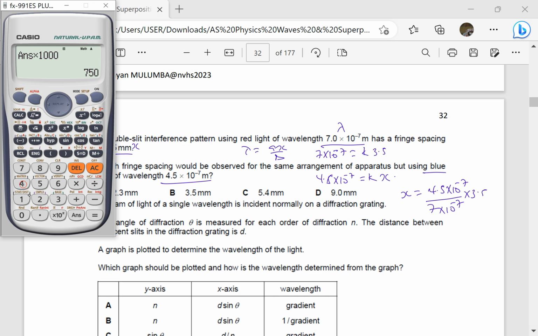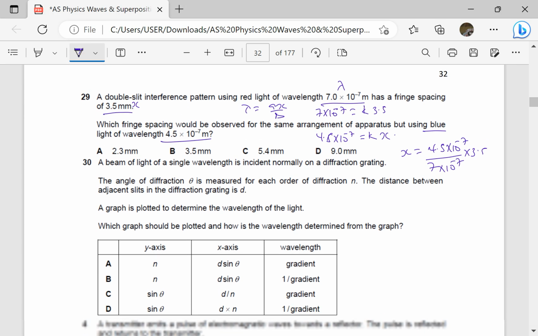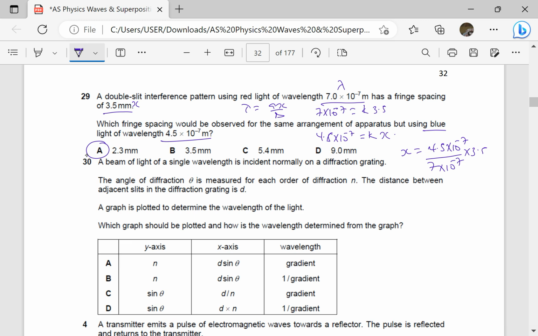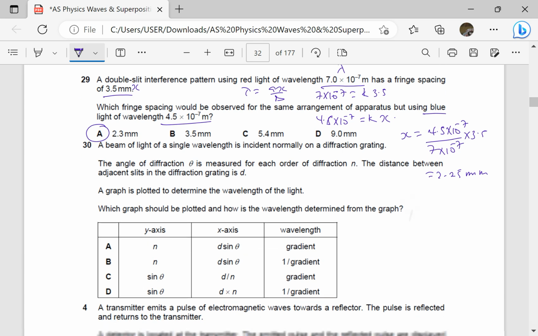I'm remaining with 4.5 divided by 7, the power of 10 has cancelled, times 3.5. And that is 2.25, which is 2.3. So the answer is going to be A, 2.25 millimeters. I didn't change the units of x, that's why you see I'm finding millimeters.